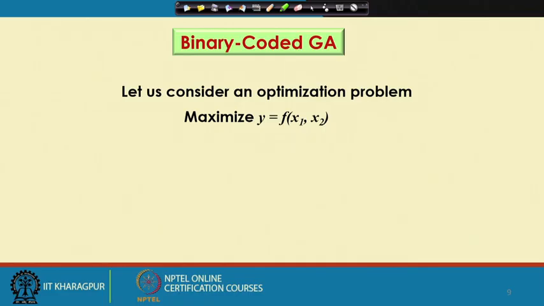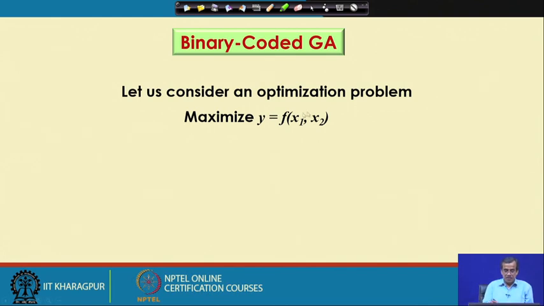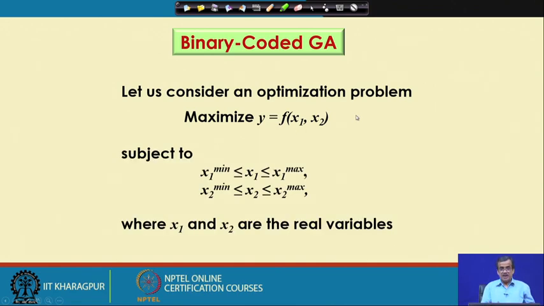Now, I am just going to discuss the working principle of a binary coded GA in much more detail with the help of one numerical example. Let us consider an optimization problem of the form: maximize y, a function of two variables x1 and x2, subject to the condition that x1 is lying between x1 minimum and x1 maximum, x2 is lying between x2 minimum and x2 maximum, where x1, x2 are the real variables.